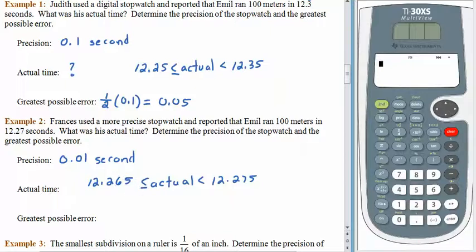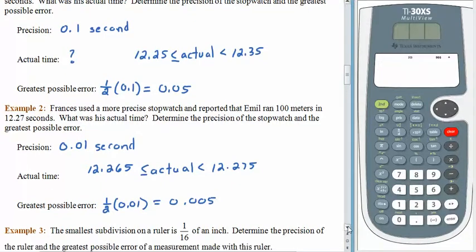Now you can see that this interval here is much tighter than it was before, and that's what being more precise is all about. The greatest possible error is half of the 1/100th of a second, 0.005, the distance between the reported value and the farthest value that would round to that number.